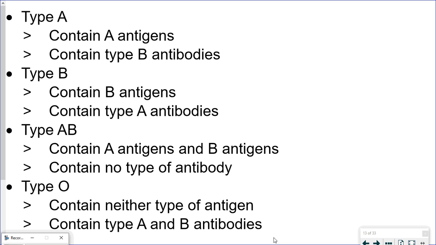If you have type B blood, your red blood cells have B antigens on them, and your white blood cells will produce A antibodies. If you're type AB, your red blood cells are going to have both A antigens and B antigens, and your white blood cells are not going to produce antibodies for either of those antigens. Whereas I'm type O, so my red blood cells do not have any type of antigen on them. But my white blood cells are going to produce both A antibodies and B antibodies.